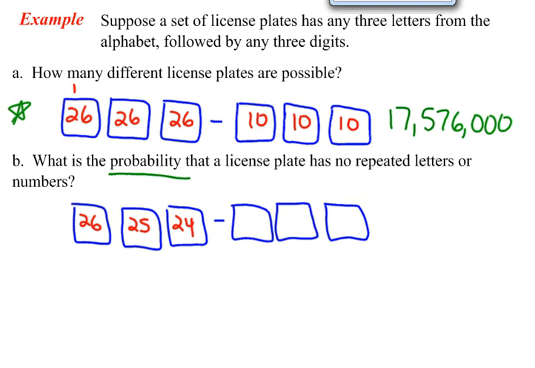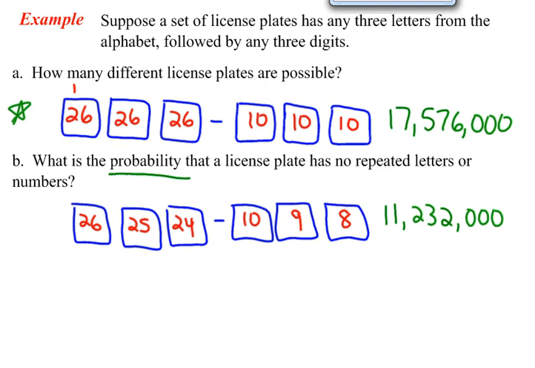Any of the 10 digits could go here, but once you use a digit, you cannot use it again. So now there are only 9 digits left to choose from. And you can't use that digit either again, so now there are only 8 digits to choose from. So we multiply these numbers together, that's what the counting principle tells us to do, and we get 11,232,000 license plates that would not have repeat letters or digits.